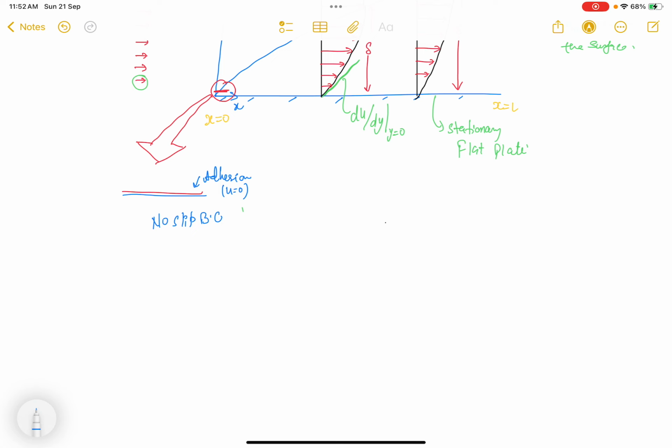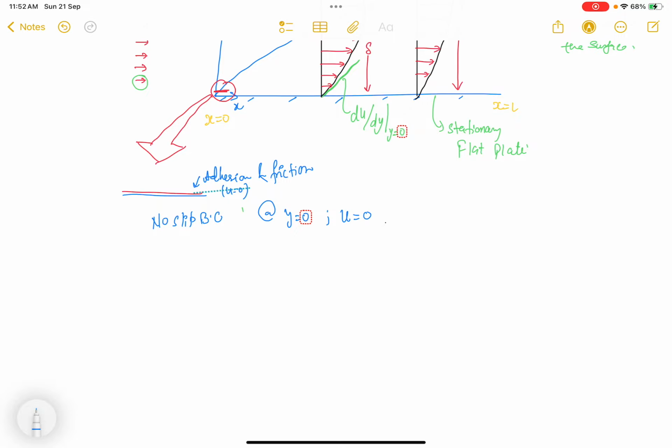boundary condition. So because of adhesion and friction of the surface, the fluid layer which is in immediate contact with the wall comes to immediate rest, right? So it means at y is equal to 0, velocity of the fluid is 0. This is called no slip boundary condition.